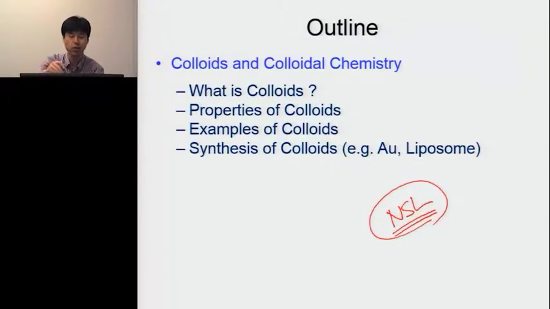So today we're going to talk about what a colloid is, its properties and examples, and we will also talk about the synthesis of the colloid as well.